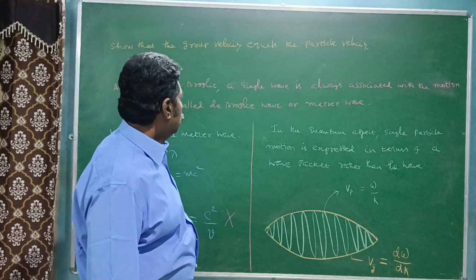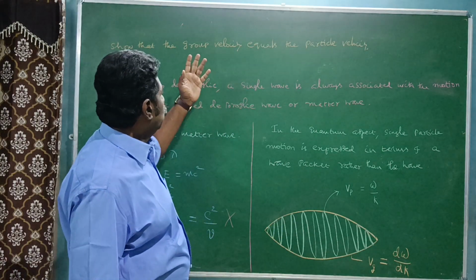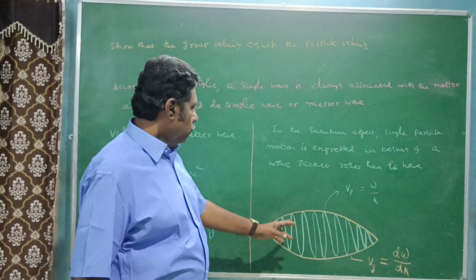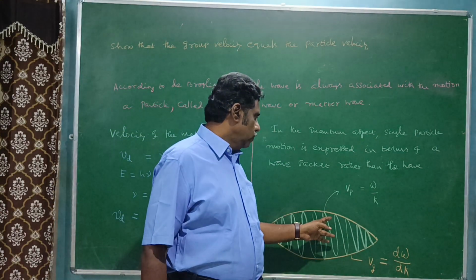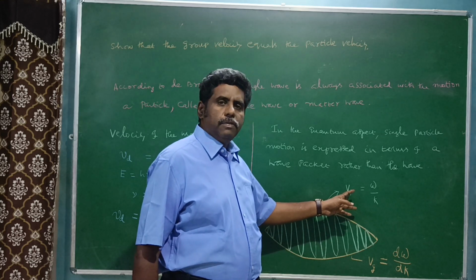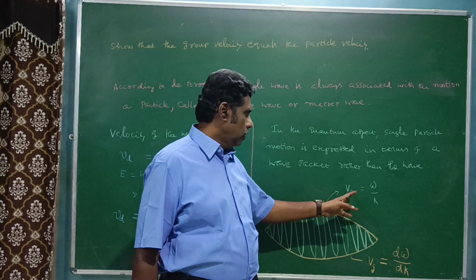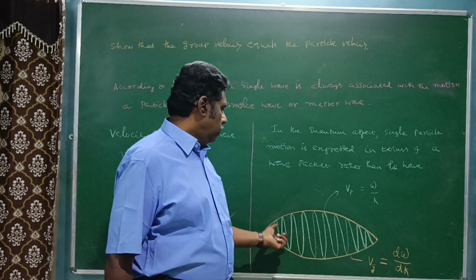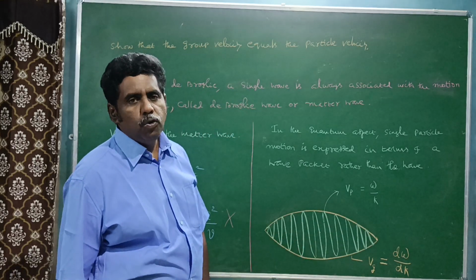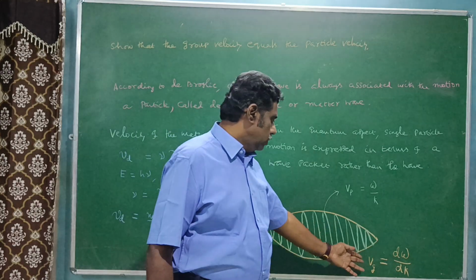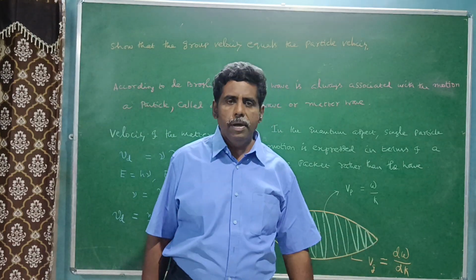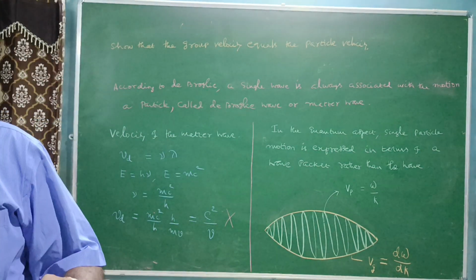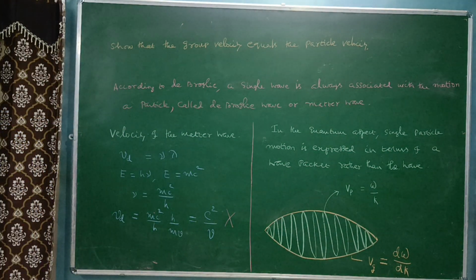Now we have to show that group velocity is equal to particle velocity. If you think about the velocity of the individual waves, that is the phase velocity. Phase velocity Vp equals omega by k. But the velocity of the wave packet is called the group velocity. The value of group velocity Vg equals d omega divided by dk. Now we have to prove that the velocity of the particle is equal to the group velocity.